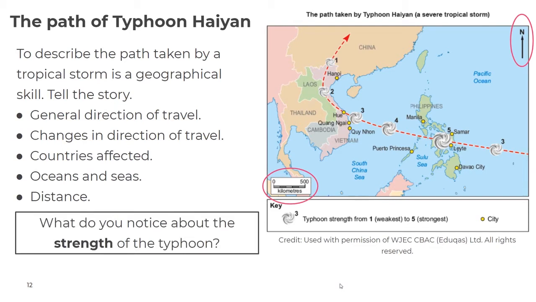So what do you notice about the strength of the typhoon? As Typhoon Haiyan approaches the Philippines, and you'll see the little diagram of the typhoon on the map itself, you'll see it's got a number 3 next to it, which means it's a category 3 storm. As it reaches the Philippines and makes landfall, it's a category 5 storm, and then you'll notice that the strength decreases to a 4, to a 3, to a 2, and then to a 1. Whilst that's really interesting, we shouldn't be including the strength of the typhoon within our answer if we're writing about the path taken by the tropical storm.